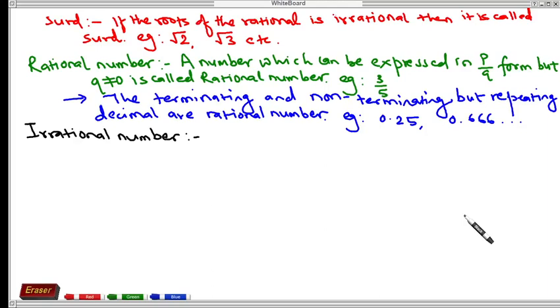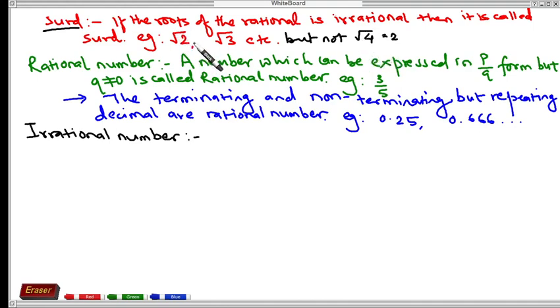Okay, dear students, we have to discuss surd. If the root of a rational number is irrational, then it is called a surd. For example, root 2, root 3, but not root 4. Because 4 is rational, the root of 4 equals 2, which is also rational. That's why root 4 is not a surd.